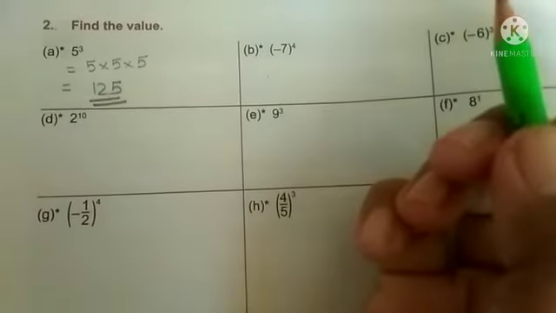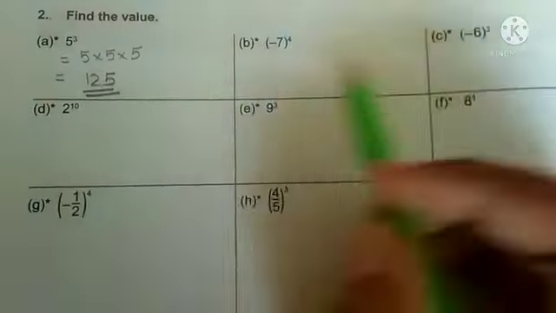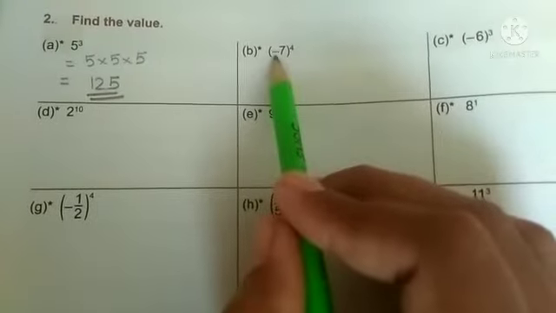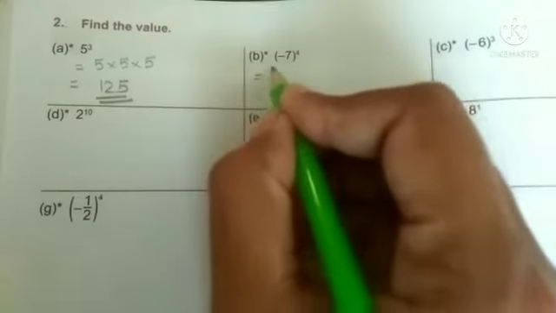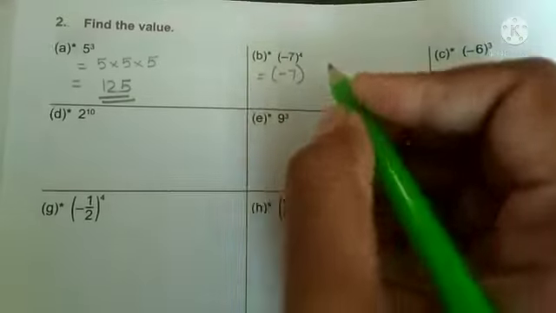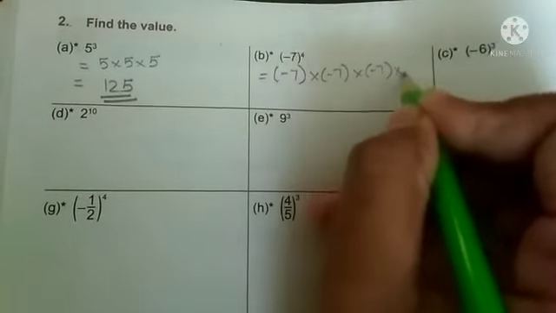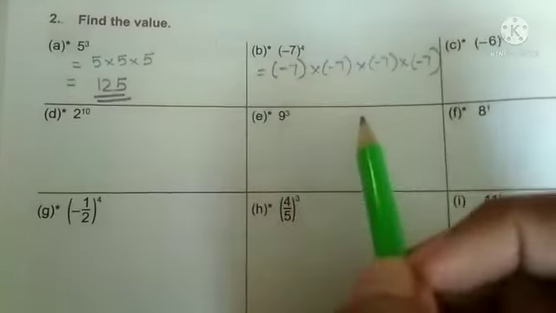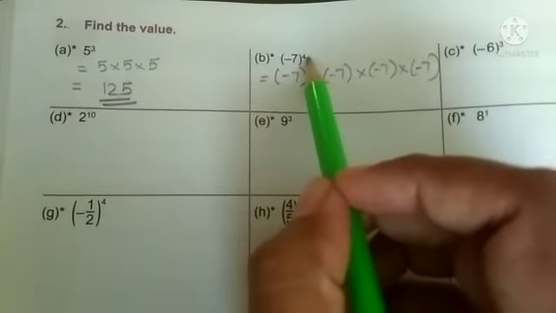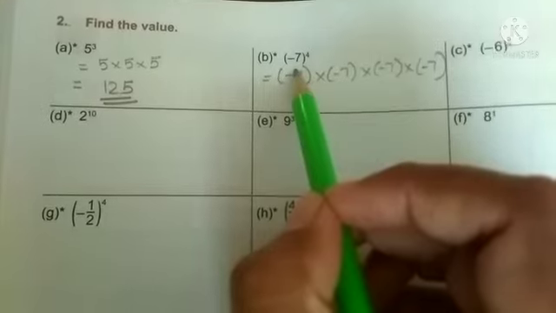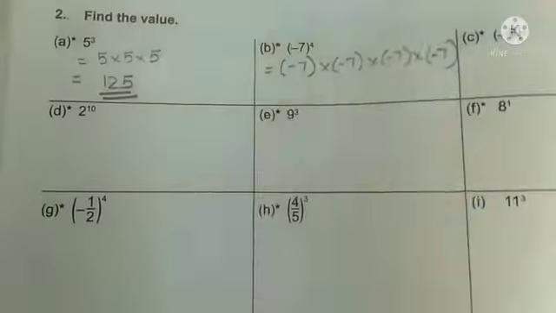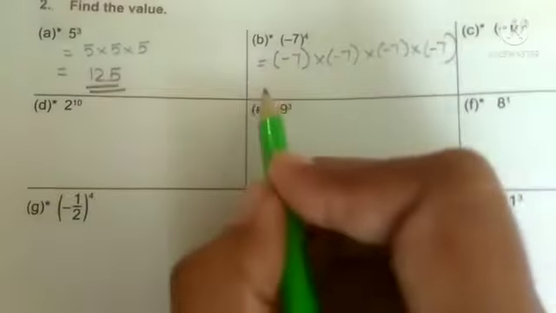Clear? So like this you have to find out the value. Now see the second one, minus 7 raised to 4. So again first we will write down in the multiplication form. Minus 7 multiply by minus 7, multiply by minus 7 and multiply by minus 7. Clear? Whatever index is given, that many times you have to write down your base. Clear students? So see, now we have to multiply this.